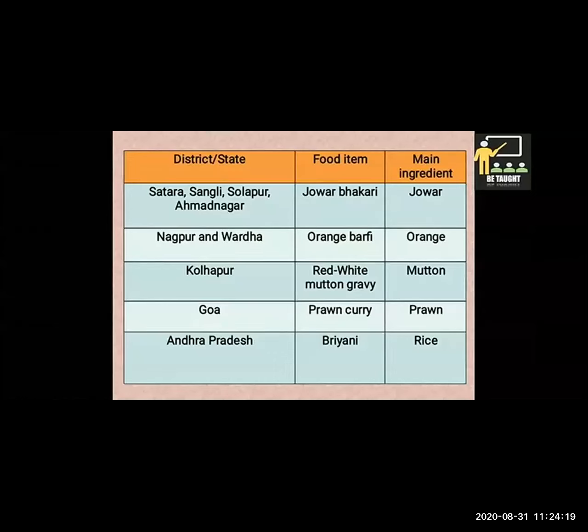So in the districts of Satara, Sangli, Solapur, Ahmednagar, the food item is jawar bhakri and the main ingredient is jawar. In the districts Nagpur and Wardha, food item is orange barfi and the main ingredient is orange. In the district Kolhapur, food item is red white mutton gravy and the main ingredient is mutton. In the state of Goa, the famous food item is prawn curry and the main ingredient is prawns. In the state of Andhra Pradesh, the famous food item is biryani and the main ingredient is rice.